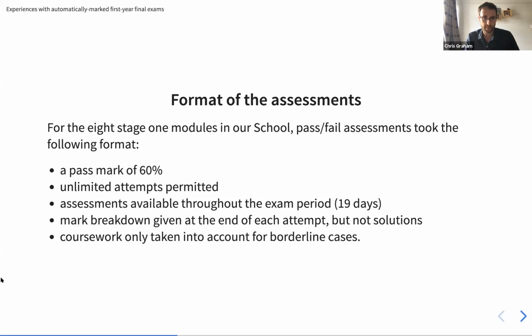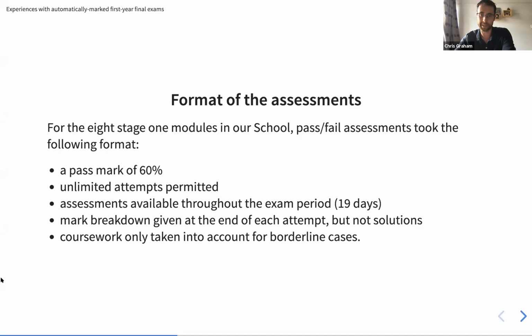Because all of these modules had very high exam components, I think for almost all of them, they were 90% exam, 10% in-course assessments. The coursework marks were effectively discarded, and they've been retained to be taken into account for any borderline cases. As we'll see, actually, there were very few borderline cases, possibly because of the format.